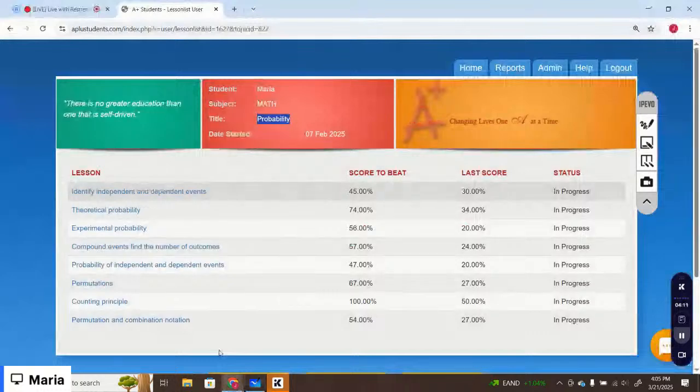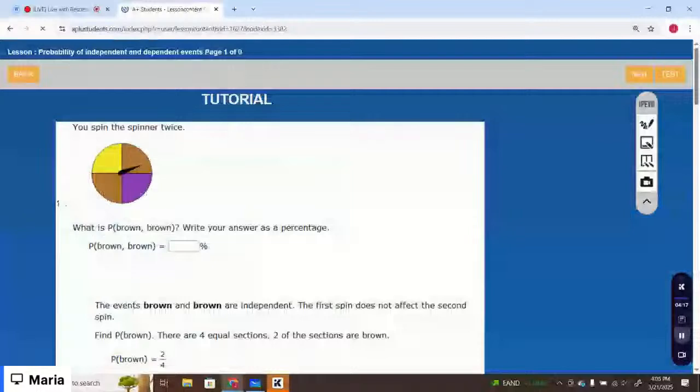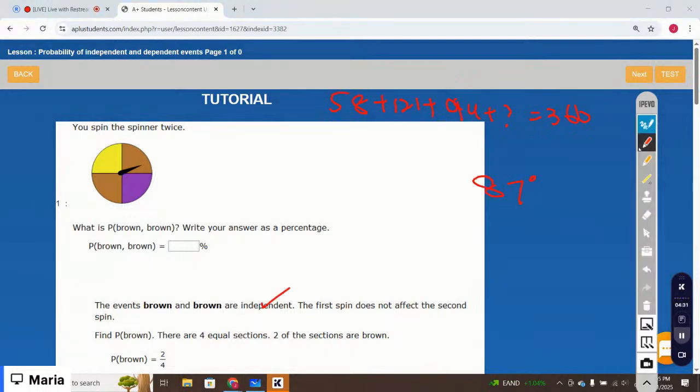Grade 9 math. The chapter we're on right now is probability. Let's just start with the lesson, that is probability of dependent and independent events. So you spin the spinner twice. What is the probability of brown and brown? So you have two of the portions that are brown out of four.